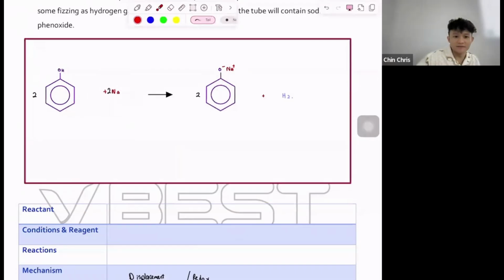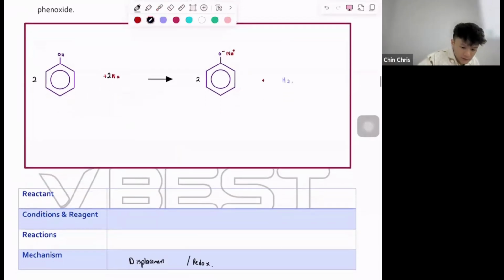Alright guys, reactant: phenol plus sodium. Condition, I just have to put it under room temperature. Reaction, phenol plus sodium. Ding dong, you get a salt plus H2.